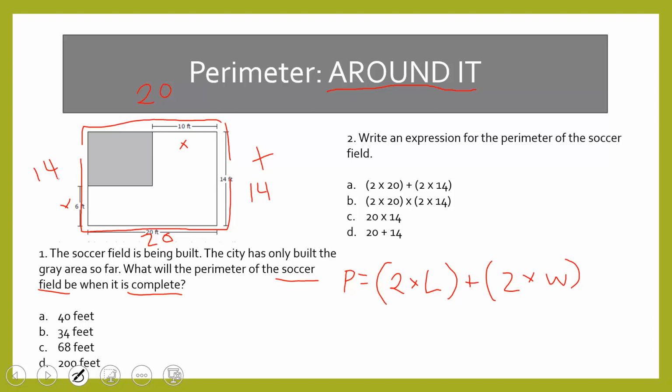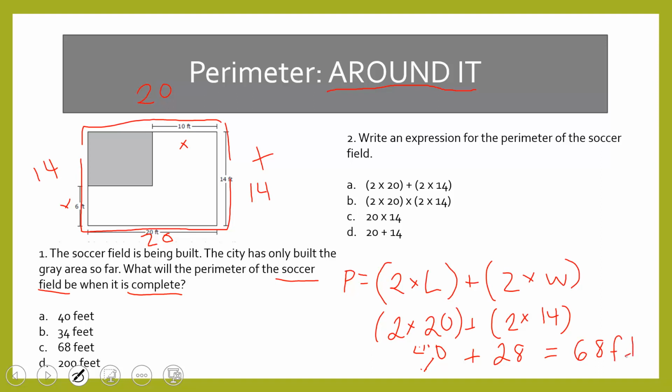Now I just have to plug all of my measurements into my formula. So I do 2 times 20, which is the length, plus 2 times 14. 2 times 20 is 40. And 2 times 14 is 28. So 40 plus 28 equals 68 feet. I look over here, my answer is C.